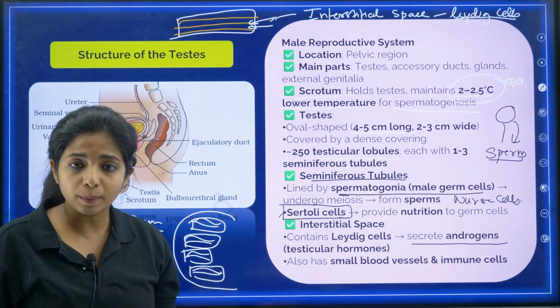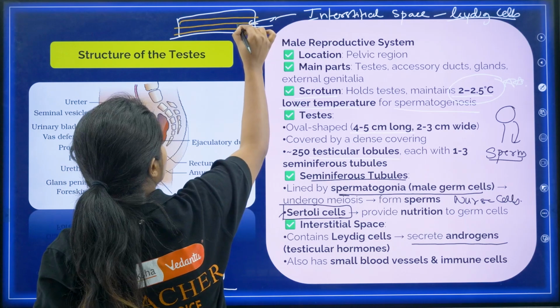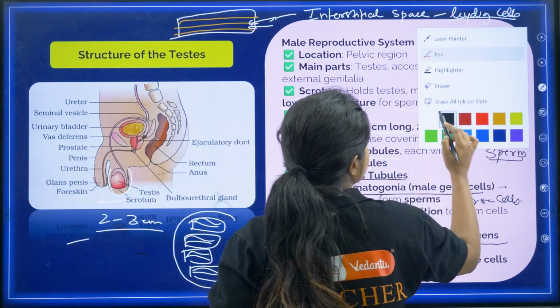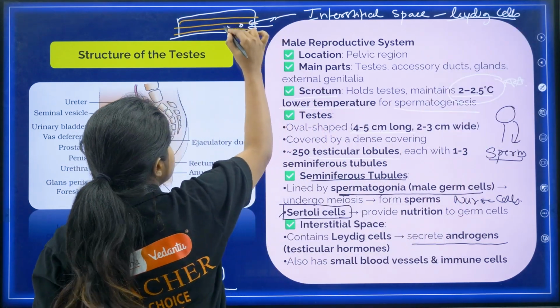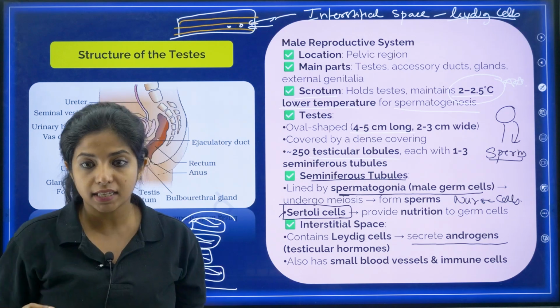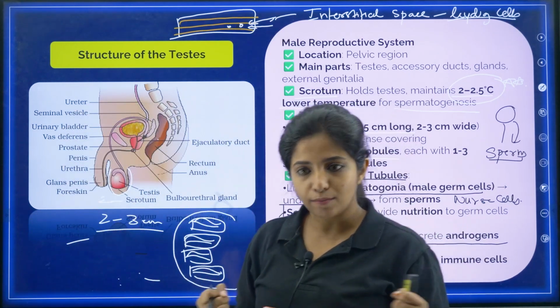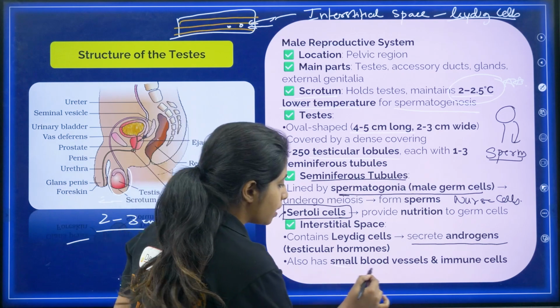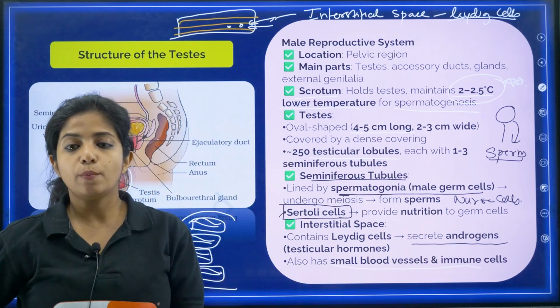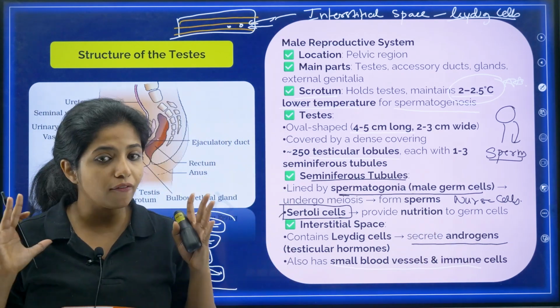Okay, apart from Leydig cells, do you have any other sort of cells in this particular space? Yes, you have certain immunocompetent cells, that is, cells which would be fighting against any diseases that come through. Okay, so there are small blood vessels and also immune cells present there. Now this is the structure of the testis.